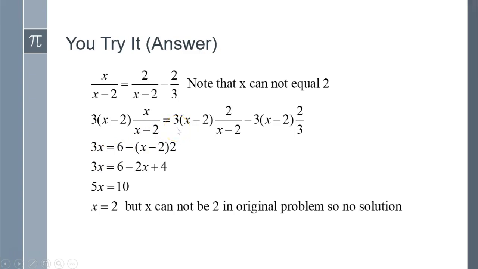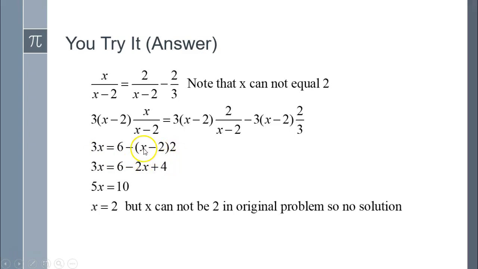And the first term on the right, I multiply by 3 times x minus 2. Again, the x minus 2 is reduced, so I'm left with 3 times 2 is 6. And then 3 times x minus 2 times 2/3. This time the 3's reduce. If you multiply by a least common denominator, every fraction will be able to reduce such that its denominator becomes 1. In this case, it reduces because of the 3. So I'm just left with x minus 2 times 2. So 3x equals 6 minus x minus 2 times 2.